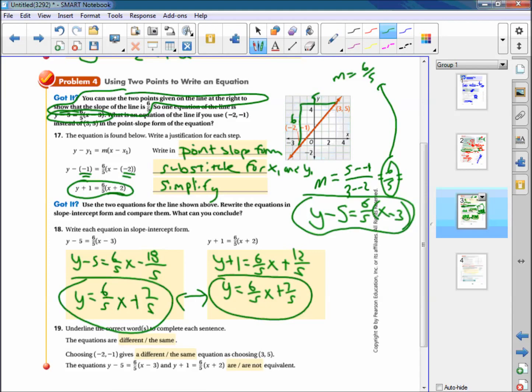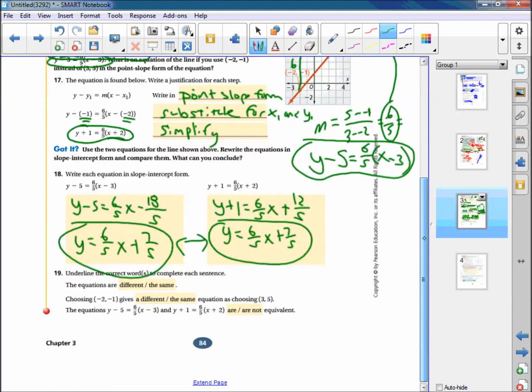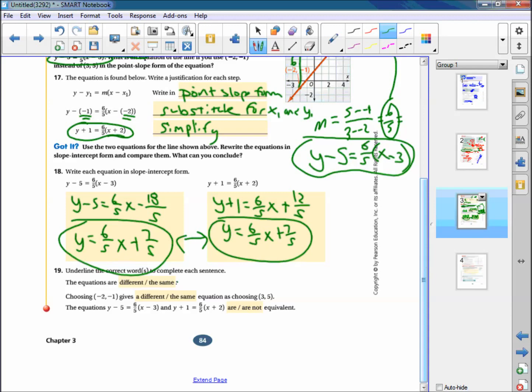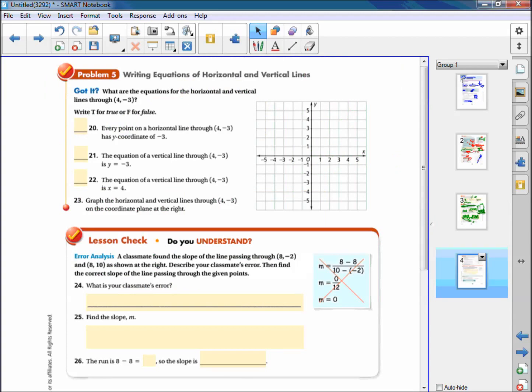Okay? So underline the correct words to complete each sentence. The equations are the same. Choosing -2, -1 gives the same equation as choosing 3, 5, because these equations are equivalent. Because they're written different, these are 3 different ways to write the equation of the same line. It doesn't mean they all don't make the same line.